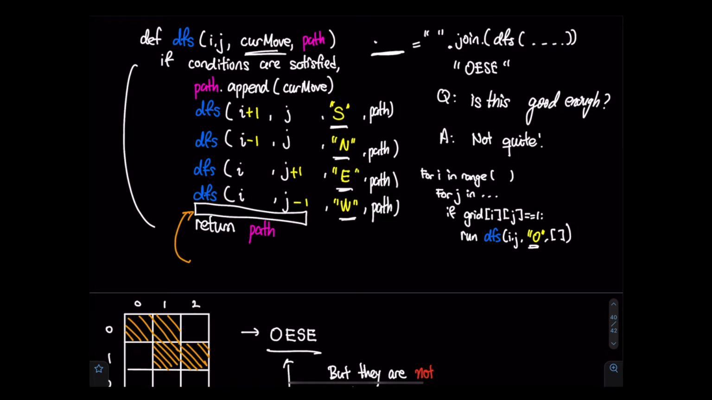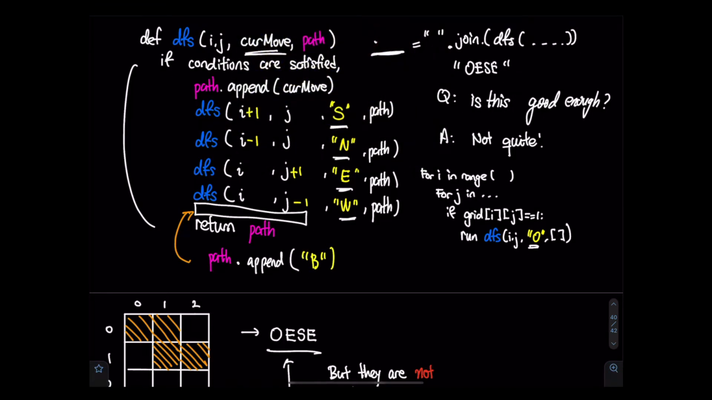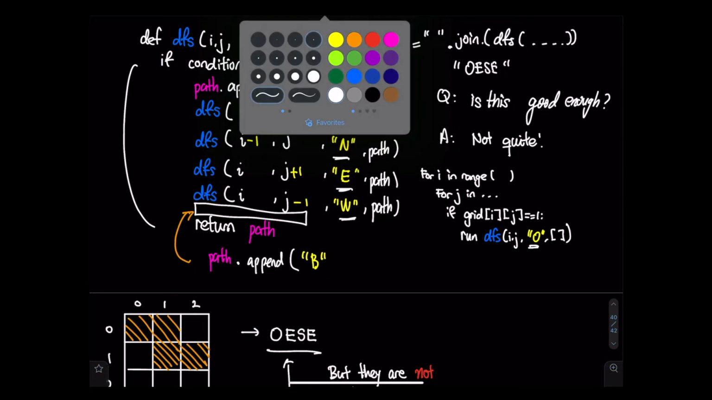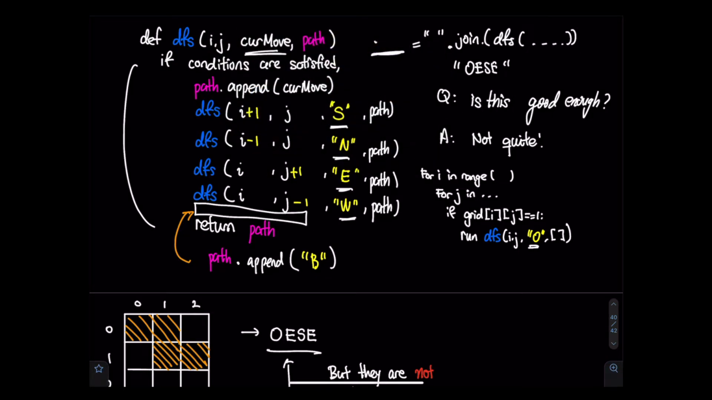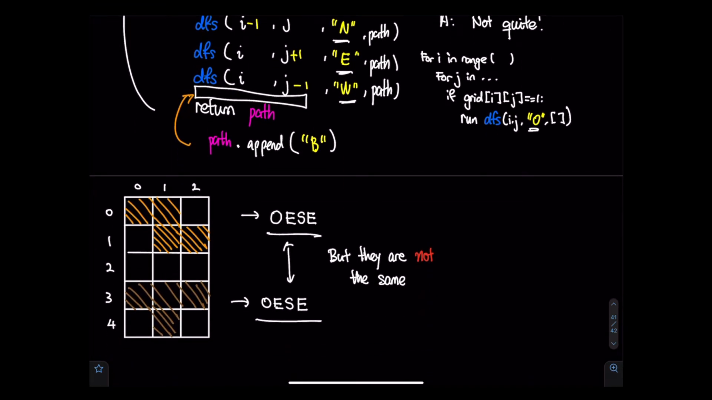So let me use the same color to be consistent. So we have path dot append, and then we add letter B. So that's B for backtrack. Okay. If we add this, then this becomes what?